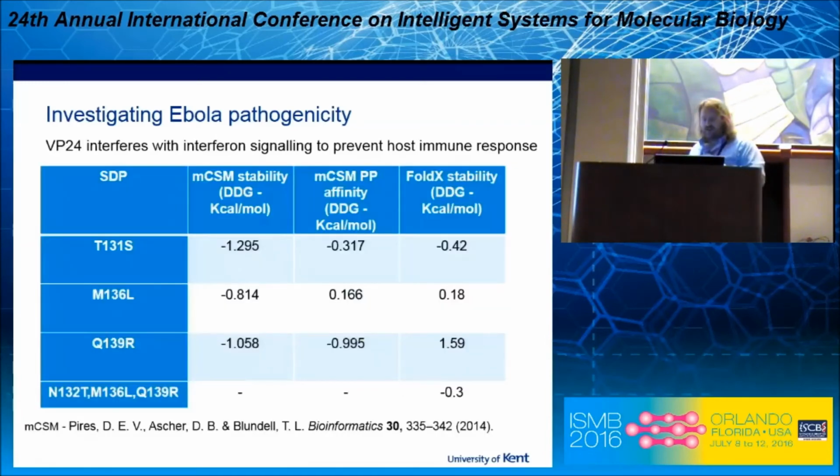So we've taken this a bit further and we've used some methods, mCSM and FoldX, to investigate what they predict the effect on stability and affinity would be for these. Now, most of the effects are fairly small, and even when we combine the 3 together, it's predicted to be fairly small as well.